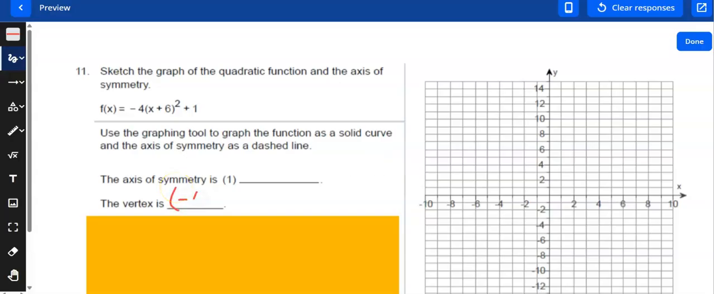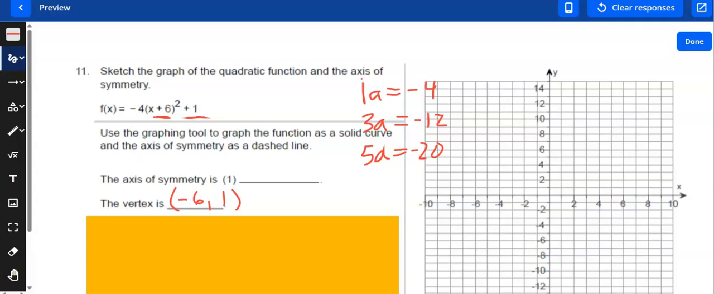Well, the vertex is pretty simple. It's opposite of what you see on the inside, exactly what you see on the outside, right? So negative 6, positive 1. We do have a 1a value of negative 4, which 3 times that would be negative 12, and 5 times that would be negative 20. Probably not going to show up on the graph.